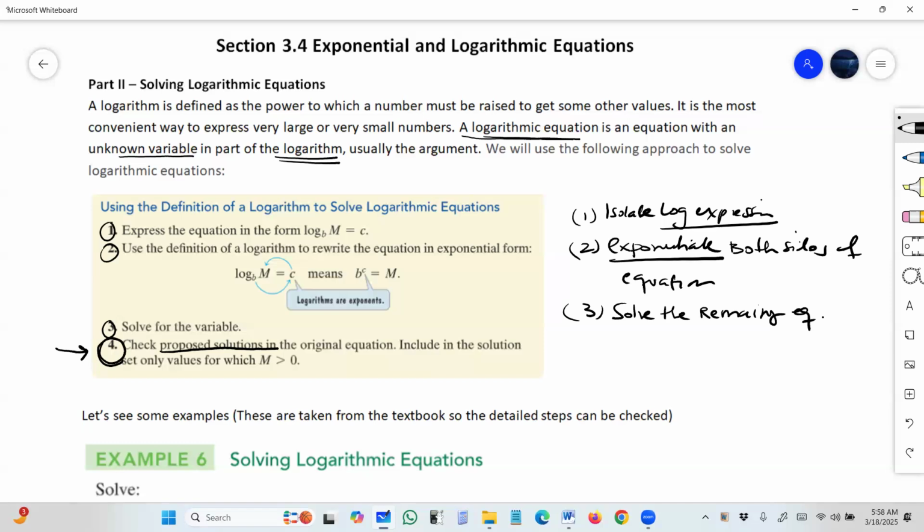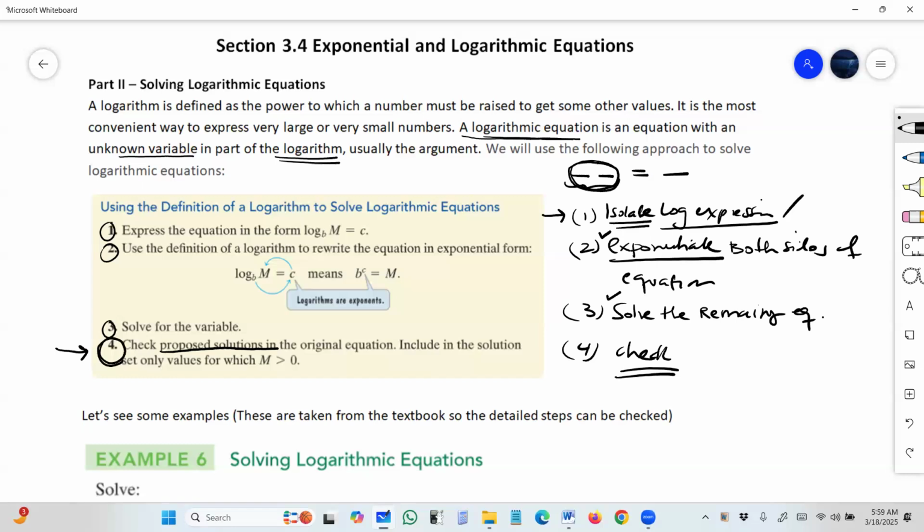Now, sometimes you're going to see a situation, and this is on step one, where we have more than one log expression on one side of the equation. If that's the case, these log expressions must be condensed into one before we can proceed. So that's what we mean by isolate. Not only do we move all the expressions to one side of the equation, but they have to be condensed into one. You'll see an example, and then we will exponentiate both sides and solve the equation, and then we're going to check.